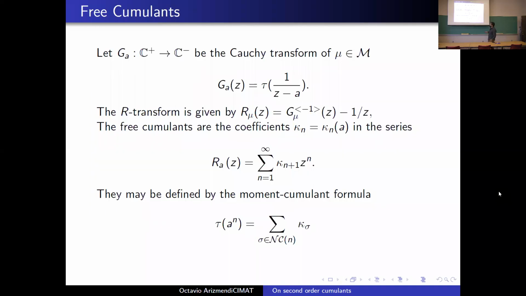And we have seen yesterday and even today in the morning these transforms and these cumulants. I take the Cauchy transform, I take its compositional inverse, I subtract the pole at 0, and then I get this R transform, which has these cumulants. And the usual free moment cumulant formula.